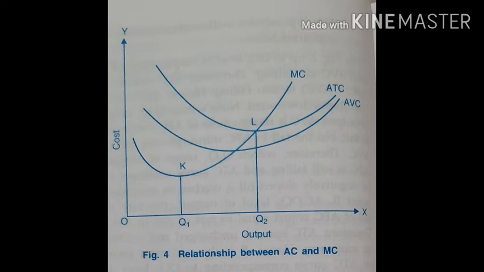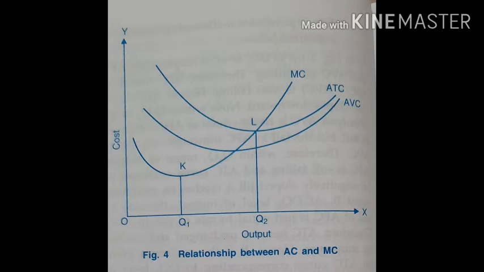When you are saying this, it doesn't matter whether the MC curve itself is sloping downward or upward. All we are saying is that as long as the marginal cost curve is below the average cost curve, average cost will fall. The marginal cost curve itself may fall or rise; we are not saying that. And the same relationship applies with the average variable cost curve also with the marginal cost.